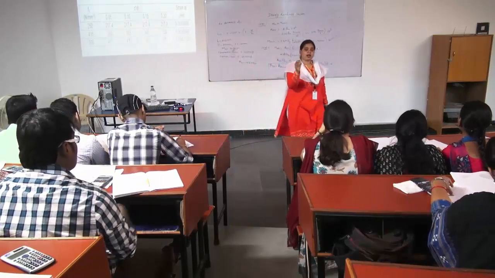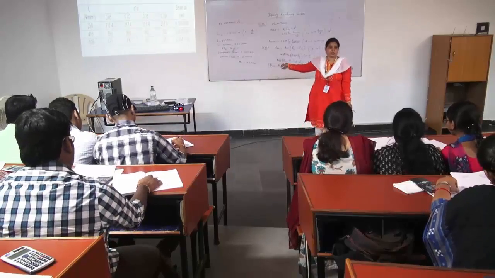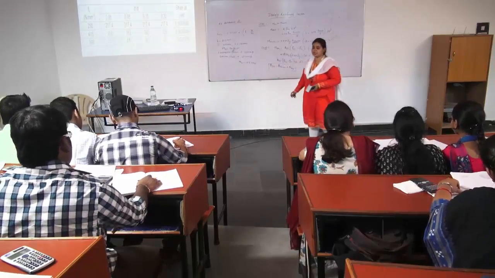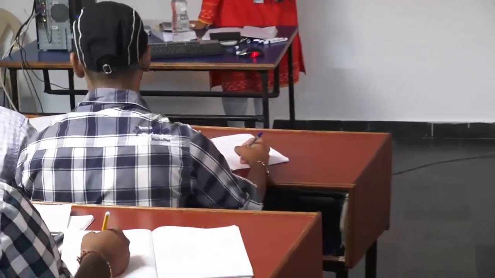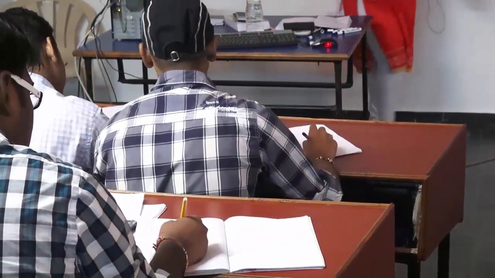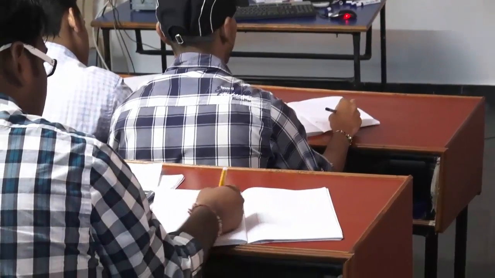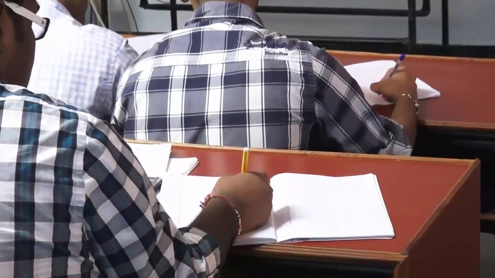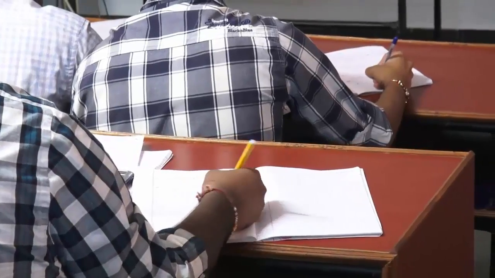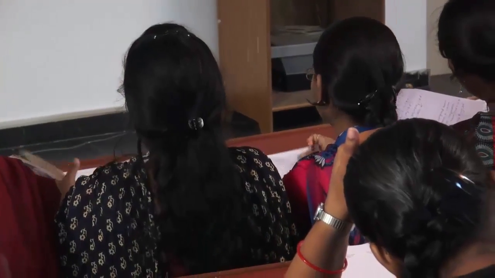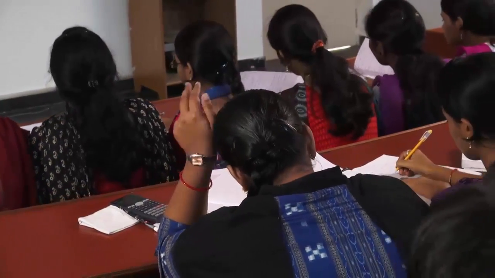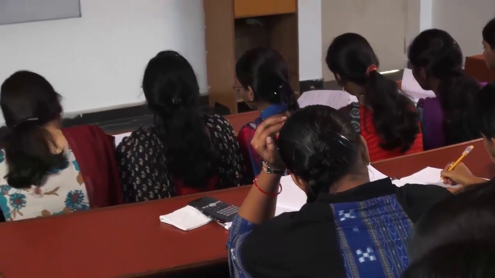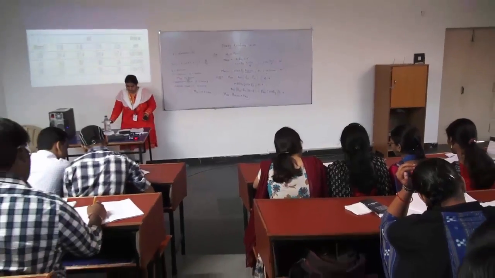Now find out for compression steel, having done it for tension steel. For the compression steel, what do you have to find out? D dash. First you have to find out D dash. D dash equals 35. Then find D dash by D.